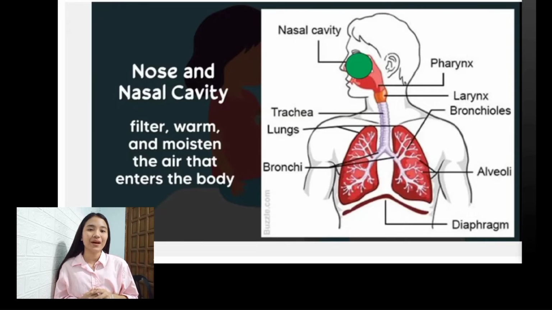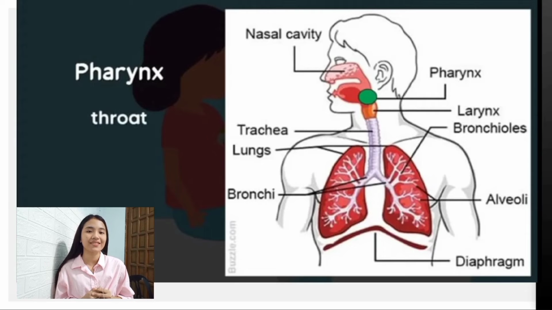Air enters the body through the openings of the nose known as the nostrils. Our nose is lined with hair and mucus that filter, warm, and moisten the air that enters our body. In addition to that, the mucus in our nose and nasal cavity moistens the air to keep our respiratory organs from drying. From the nose, the air continues its journey to the pharynx.